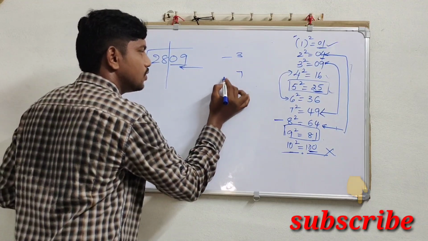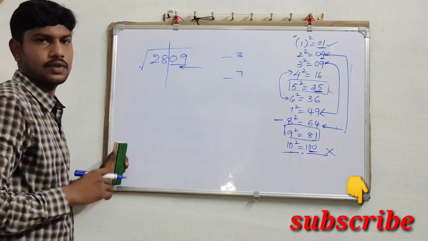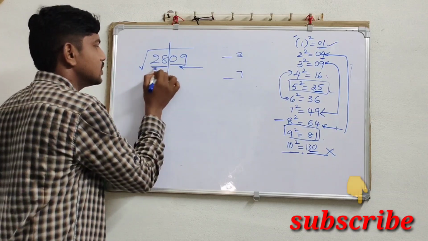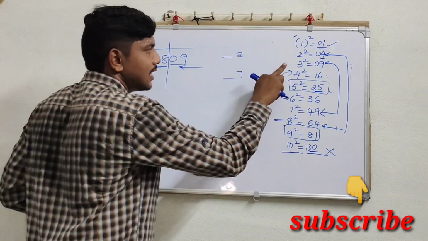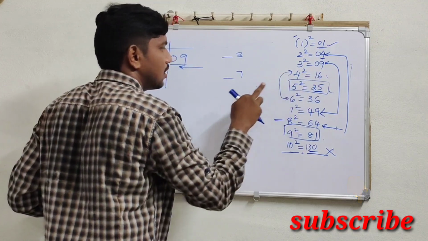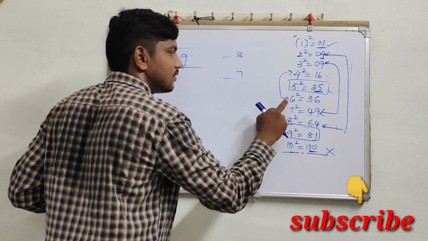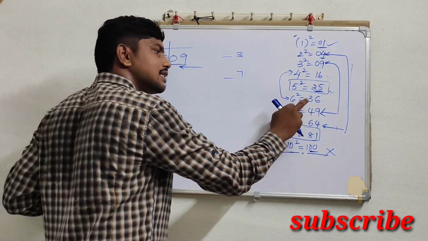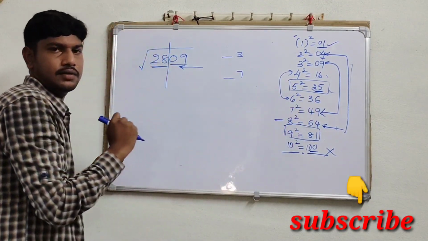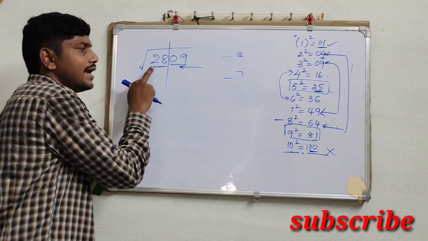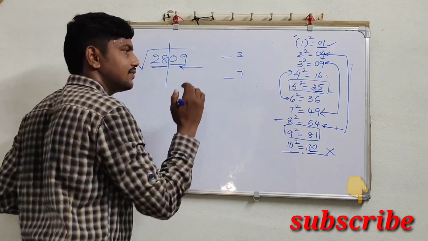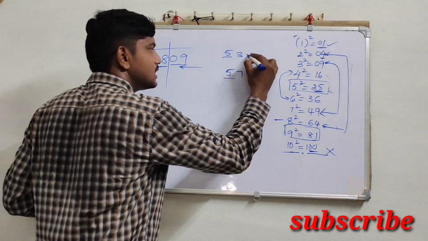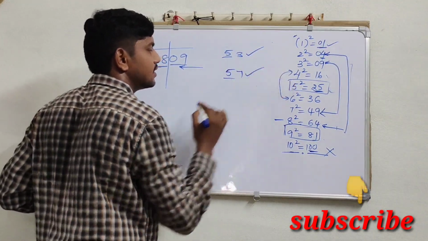And we should find one more digit. How to find the digit? 28 is nearest to which square? You see that 4 squared is 16, 5 squared is 25, 6 squared is 36. Here we have 28, but 6 squared is 36, which is greater than the number. Compared to 28, it is nearest to 25. That's why I am taking 5 here. Either it is 53 squared or 57 squared.